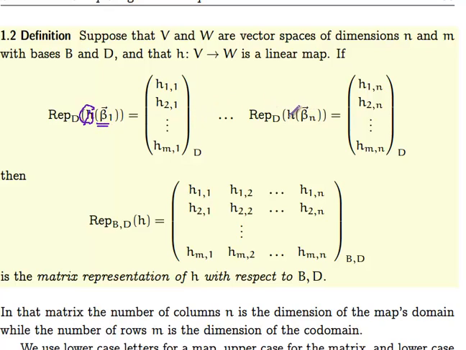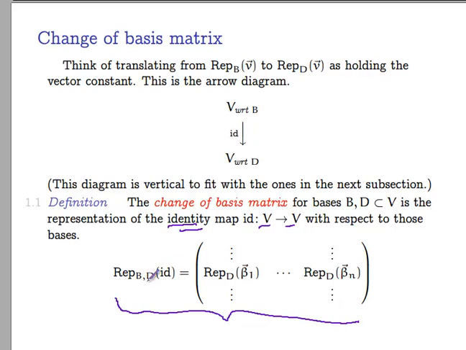Right. So these would simply be the representation of beta 1 with respect to D, so that's this column. The representation of beta n with respect to D, that's this column. So that's exactly what we have in this case. We have the columns of the matrix representation of the identity with respect to two different bases are given by the representation with respect to the second basis of the basis vectors in the first basis.